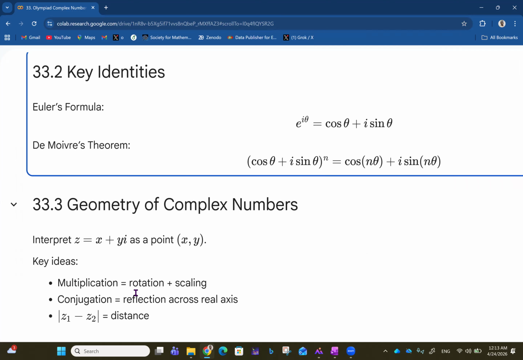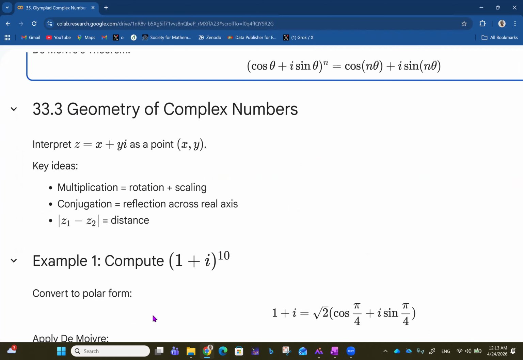When you multiply complex numbers, you're causing rotation and scaling at the same time. When you conjugate, conjugation is changing the sign. So the conjugate of z, for instance, will be z bar, which is x minus yi. So when you conjugate, you have a reflection across the real axis. And then the absolute value of z1 minus z2 will give us distance, just like we have in coordinate geometry.